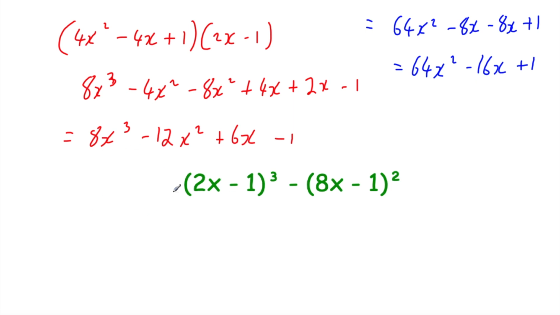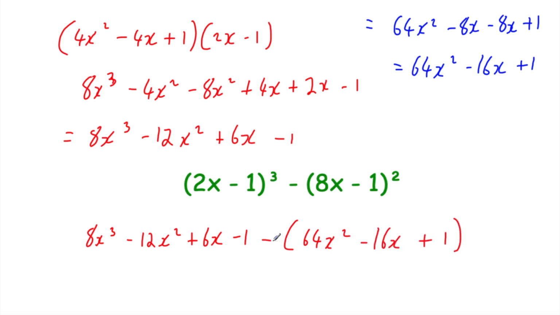So I'm going to write this out, our 2x minus 1 all cubed, that's equal to 8x cubed minus 12x squared plus 6x minus 1. And then we're going to be taking away all of this. So I like to put it in a bracket and write 64x squared minus 16x plus 1. I'm putting it in a bracket so that we remember we're taking away each of them. We're not just taking away the 64x squared, we're going to be taking away the minus 16x, and we're going to be taking away the 1.